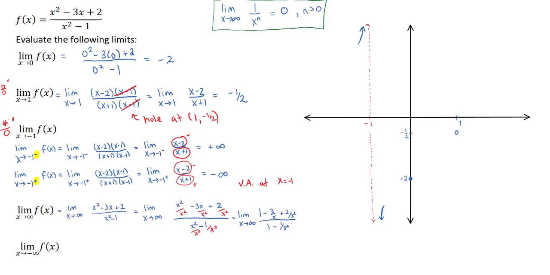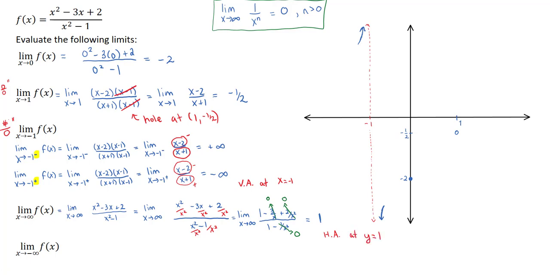So if we take a look at these terms here, we'll notice that 3 over x, as x goes to infinity, will approach 0. 2 over x squared, similarly, as x goes to infinity, is going to approach 0. And 1 over x squared, again, as x approaches infinity, will go to 0. So we'll notice a lot of these terms will cancel out as we evaluate this limit. This will result in a final answer of 1. So right now we have a horizontal asymptote at y equals 1.